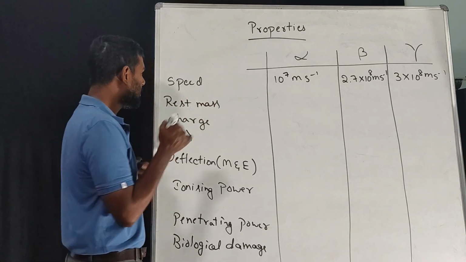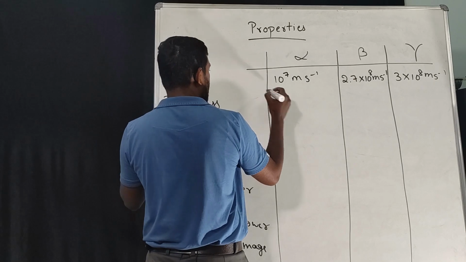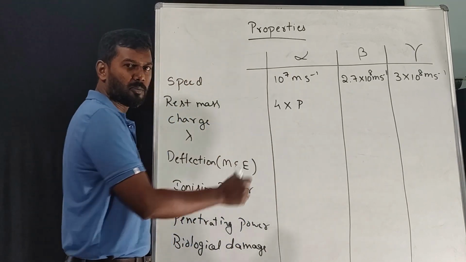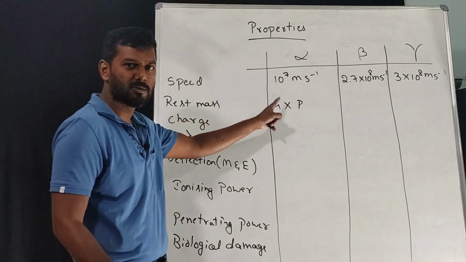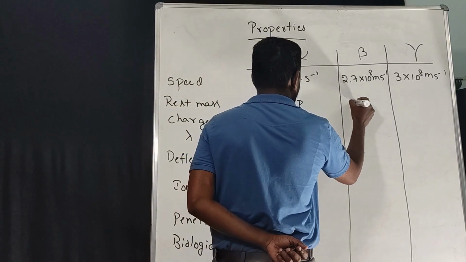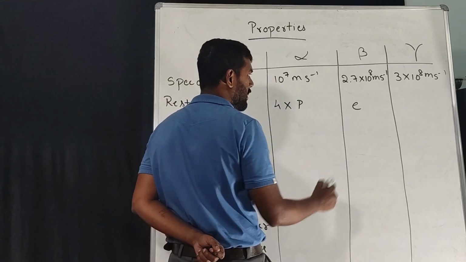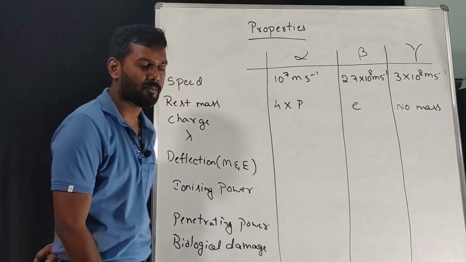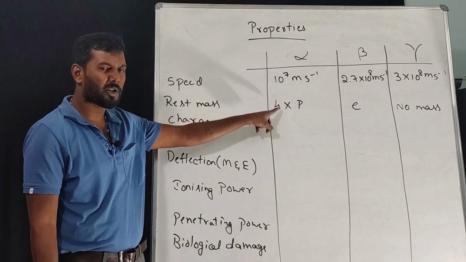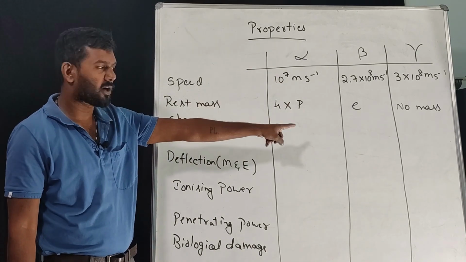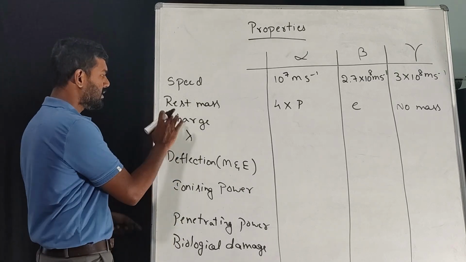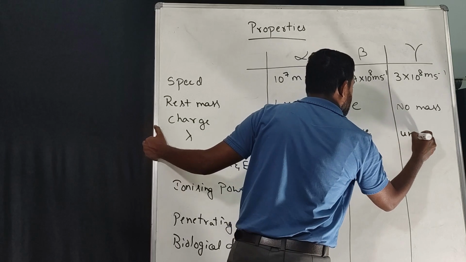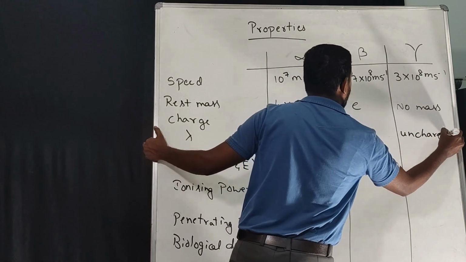See here, rest mass, when it comes to alpha, 4 times the proton. Rest mass of an alpha is equal to 4 times the proton, and beta will be equal to electron, and when it comes to gamma, no rest mass. Keep this in mind. Okay, rest mass of alpha is 4 times the proton, beta is equal to electron, and gamma no mass. Charges, this is positive, negative, uncharged. This we have learnt already.